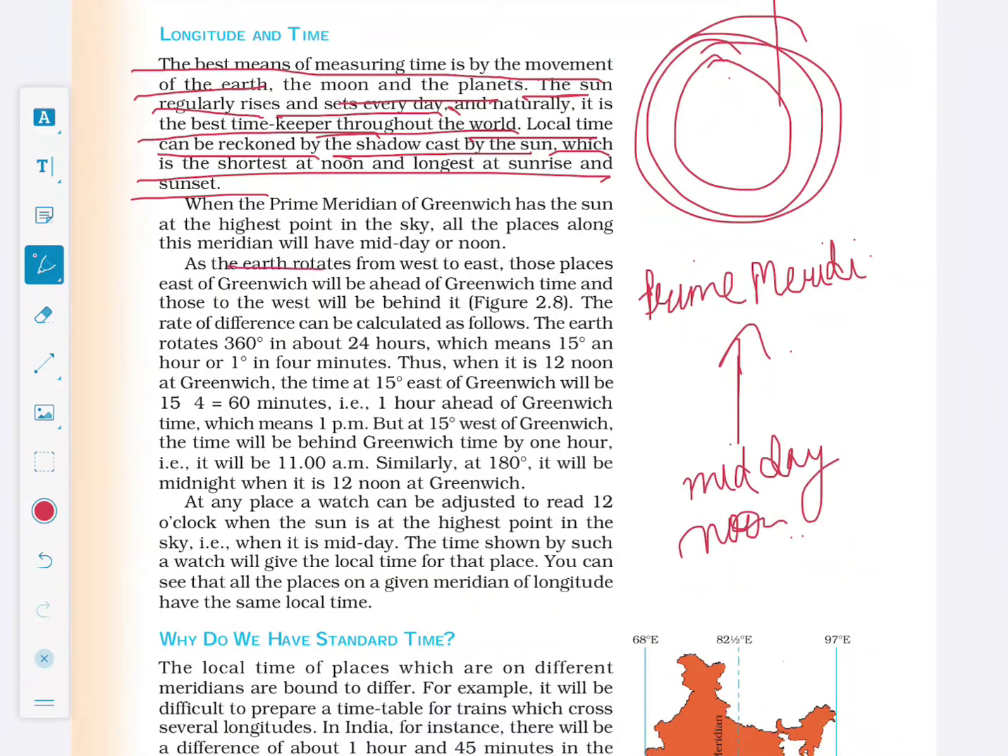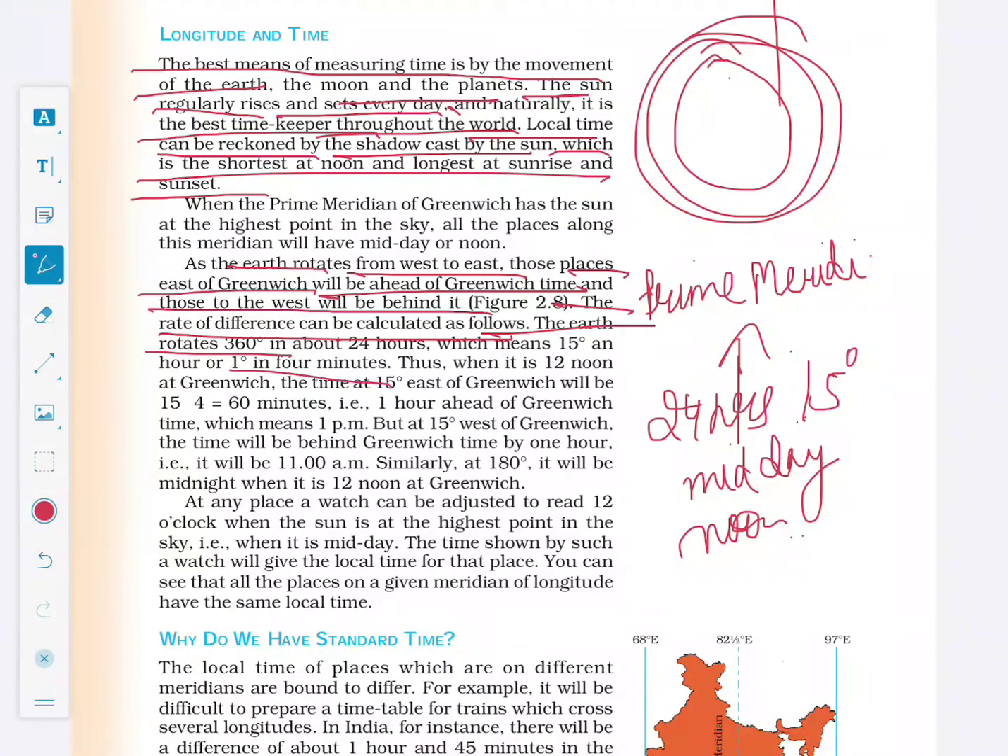As the earth rotates from west to east, those places east of Greenwich will be ahead of Greenwich time and those to the west will be behind it. The rate of difference can be calculated as follows. The earth rotates 360 degrees in about 24 hours, which means 15 degrees an hour or 1 degree in 4 minutes. Basically, longitude is also used to calculate the time of the place we are living.